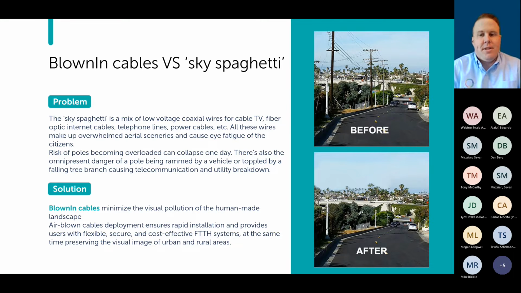And then you're also going to have customers that are a lot happier because they're not having to walk out and see these monstrous pedestals in their front yards, or see another cable getting hung up, running down the road.